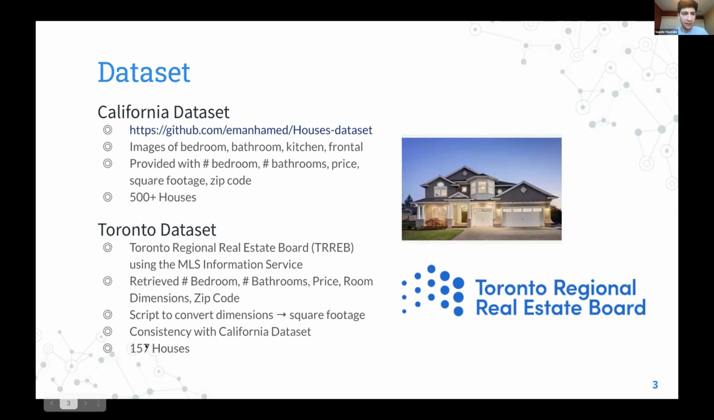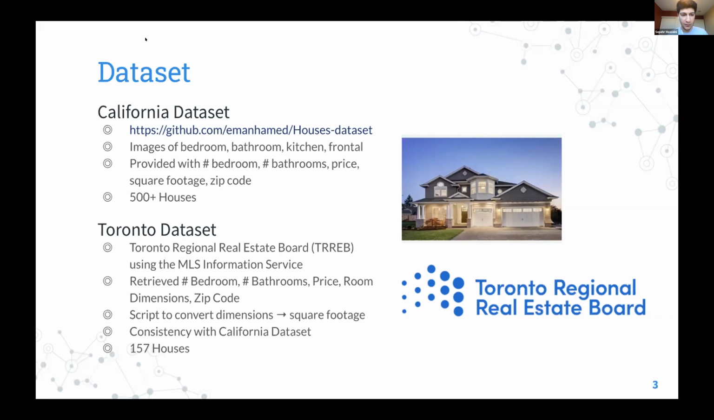So for the data set, there were two main data sets that we used. The first was the California data set, and we got this one online off of GitHub. And it was a good starting point to see where the project was heading. So this consisted of images of bedrooms, bathrooms, kitchen, and a frontal view of the house, as well as statistical information regarding the number of bedrooms, number of bathrooms, price, square footage, and zip code. And there were over 500 houses.